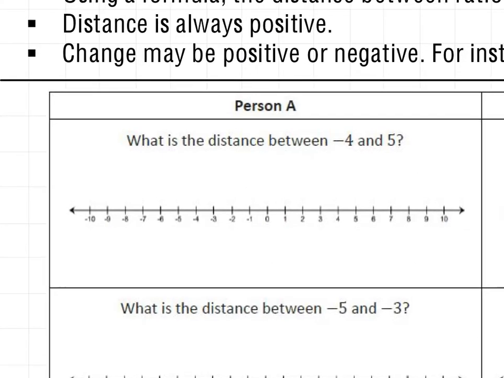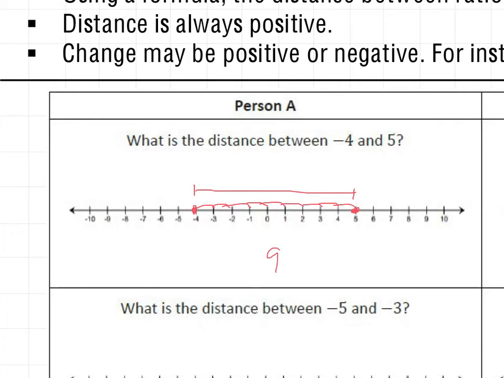So I'm going to start here with person A. We're looking at point -4 and point +5, and I can count that between them the distance is 1, 2, 3, 4, 5, 6, 7, 8, 9. So for this, I see that my distance between the 2 points is 9.